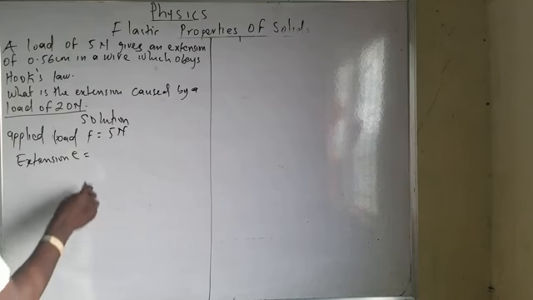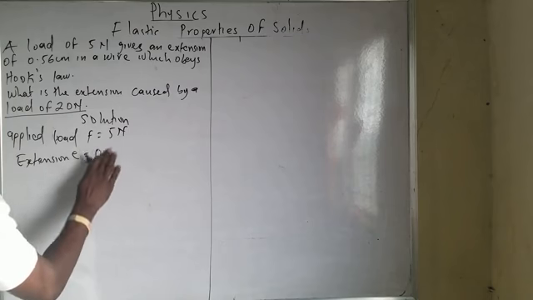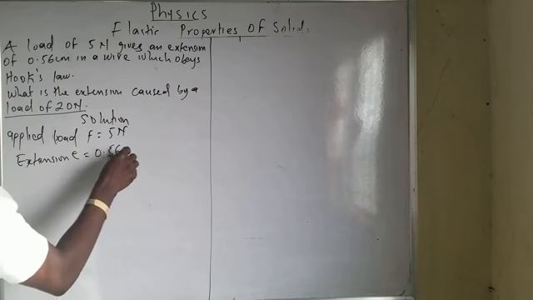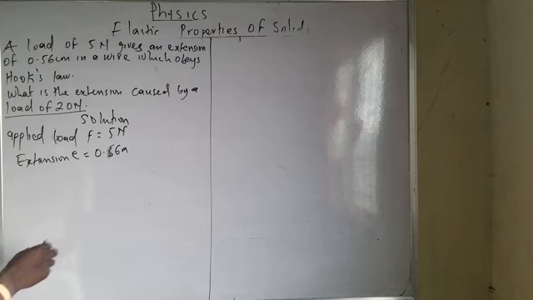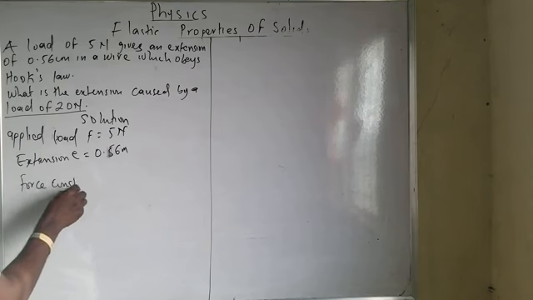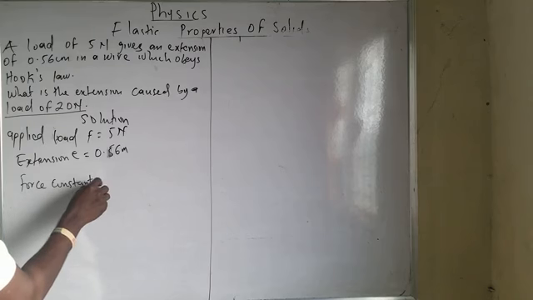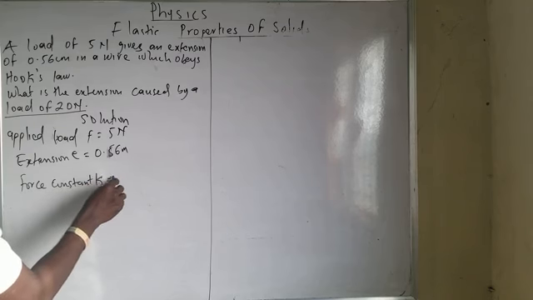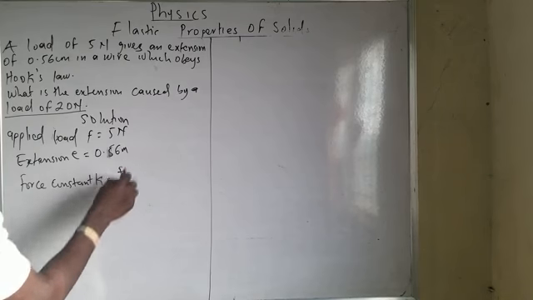Now we are talking about 0.656 centimeter, which I'll convert to meter, which will be okay. Now 0.6 that. Now, since I have it this way, my force constant, which is K, will be equal to F over E.